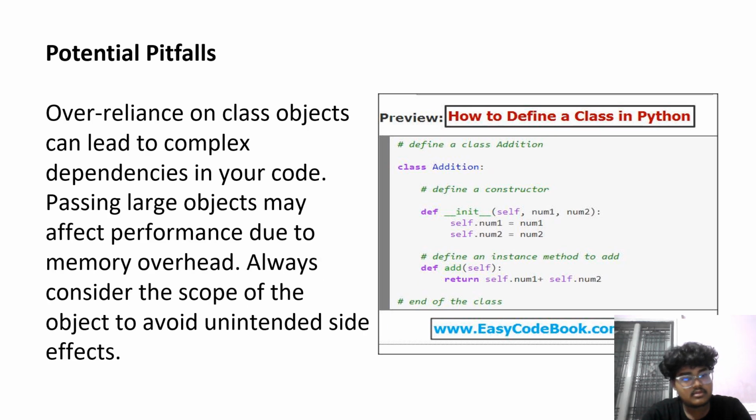Potential pitfalls. Over-reliance on class objects can lead to complex dependencies in your code. Passing large objects may affect performance due to memory overhead. Always consider the scope of the object to avoid unintended side effects.